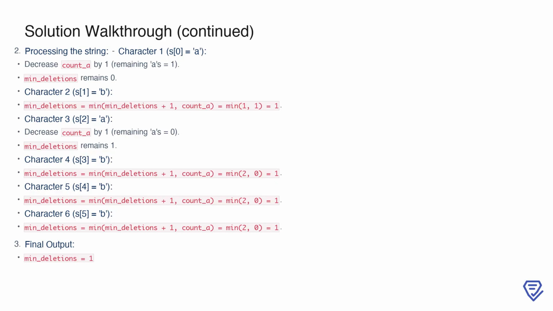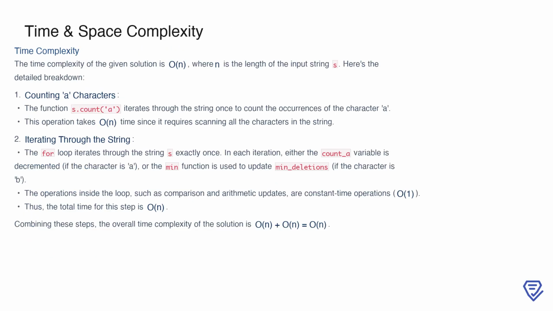After processing all characters, the final output for this example is min_deletions equals 1, meaning only one deletion is needed to balance the string. This concludes the walkthrough of the examples. The time complexity of this solution is O(n), where n represents the length of the input string.